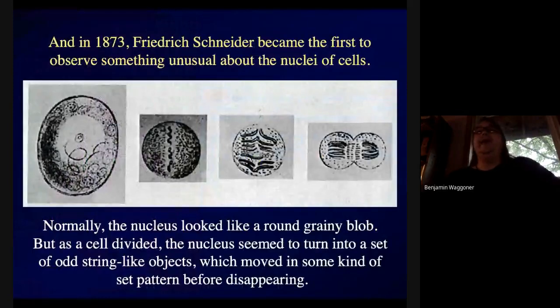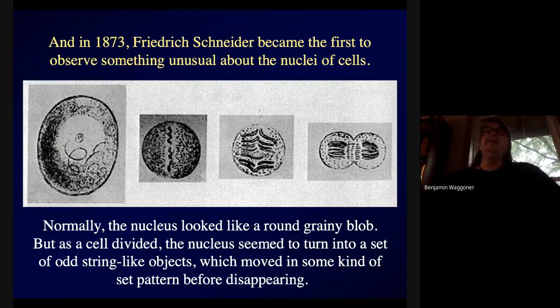And using this, in 1873, a guy by the name of Schneider became the first to observe something odd about the nuclei of cells. He was actually looking at cells in the tail of, I believe, a salamander tadpole, a baby salamander as it was growing. And as it was growing, the cells were growing and dividing as well. And he noticed something odd about the nucleus. Normally, a cell nucleus looked like a round, grainy blob, kind of what you see over there on the far left. That's a cell that is just hanging out and not dividing, not making more cells.